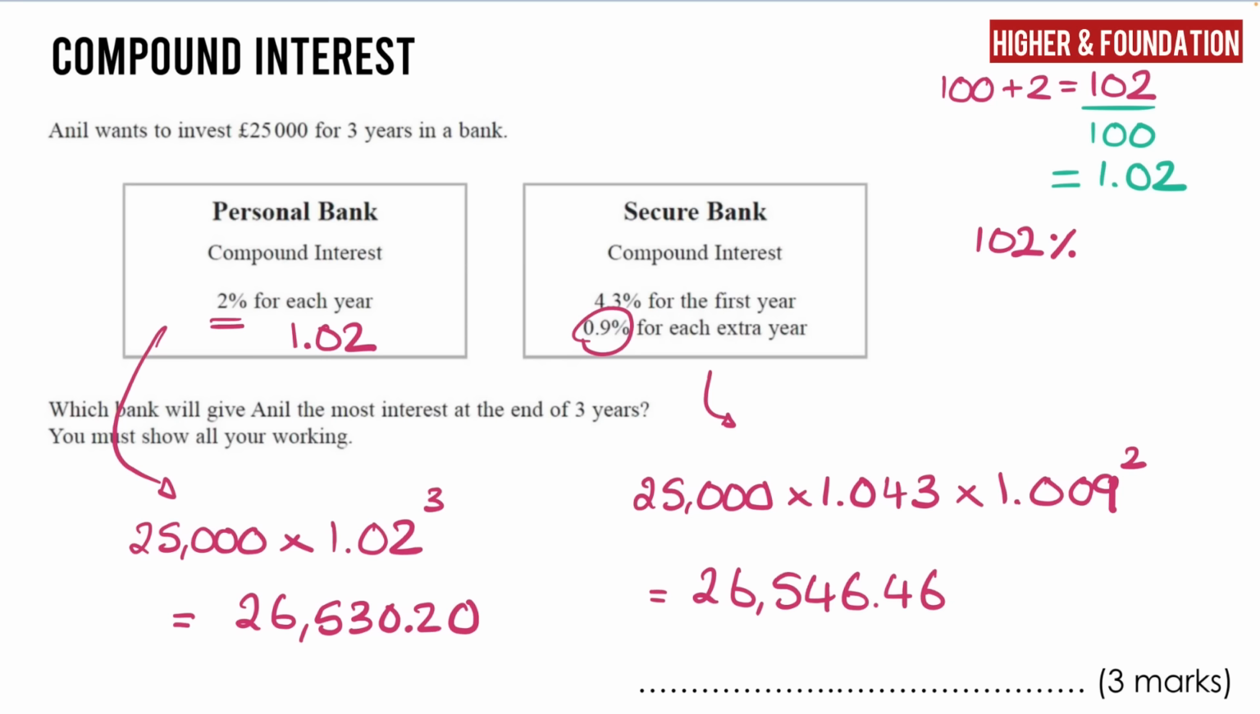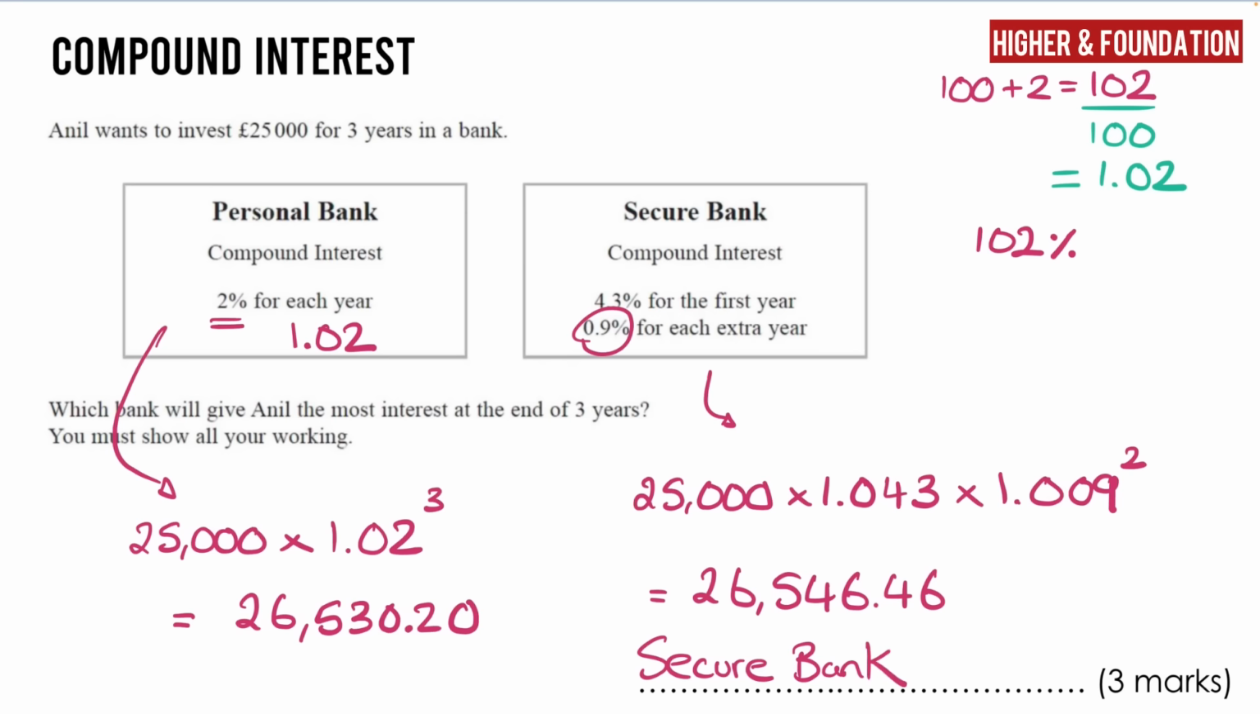Now, this one does say which bank gives the most interest, so I don't necessarily have to calculate the exact interest there because they have the same amount going into both. I don't need to. I can just have a look at which number's the biggest. So this one here, secure bank, we've got £16.26 more, so we would say secure bank as our answer here, and we've got all the working to show that.